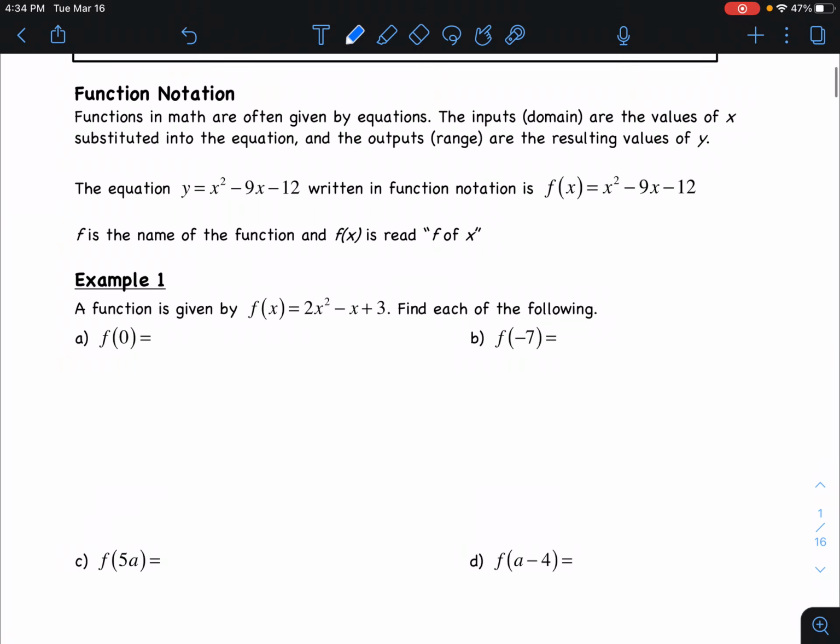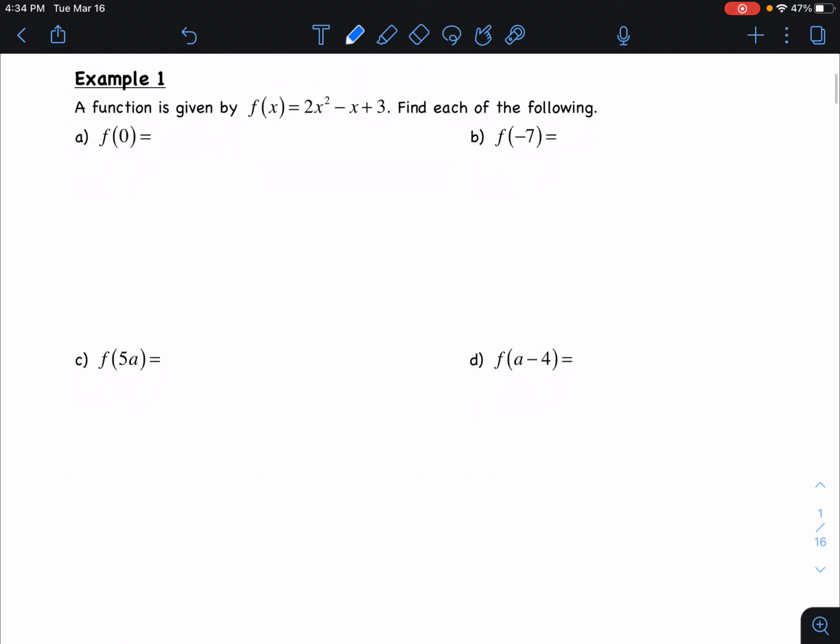All right, so next up, we are going to do some actual math now, some computation. A function is given to us. It is f of x equals 2x squared minus x plus 3. We're going to find each of the following. This is also known as evaluating a function. In letter A, it's telling us f of 0. We want to figure out what f of 0 is. So it's telling us what the x value is that we're going to substitute, and that will be 0.